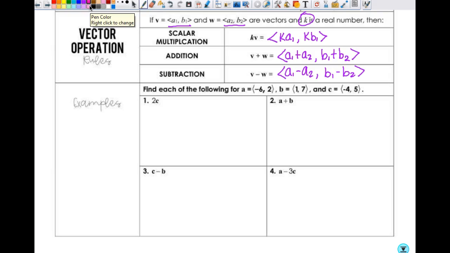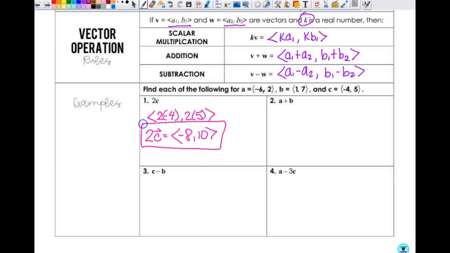I want 2 times c. So that means that's going to be 2 times negative 4, comma, 2 times 5. You have to write that part down. And then you can say 2 times c is equal to negative 8, 10. And you're done. That's it.